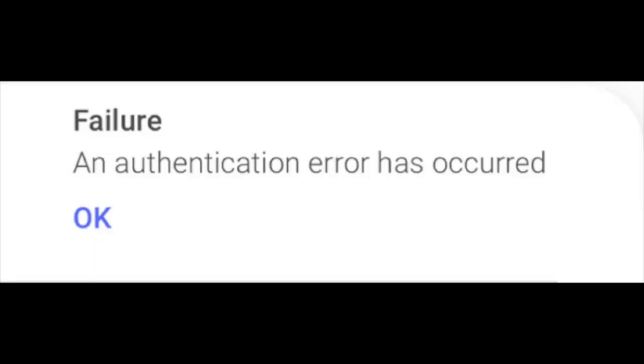The first one is pay attention to the verb. Rephrase the action so that it is from the user's point of view and not from the system's point of view, which means replace the technical jargon with words that the user is familiar with. For example, consider an error message which says something like "Failure, an authentication error has occurred." This is from the system's point of view. The user does not really know what to do about it.